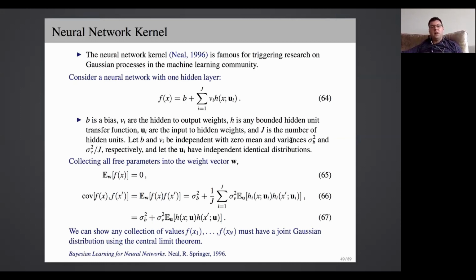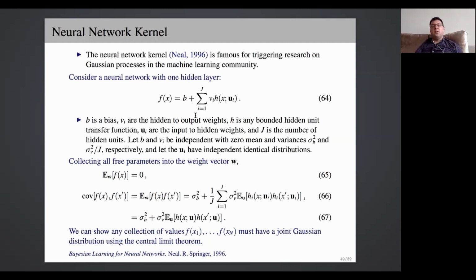And so we can see, just taking a simple neural net here, where we have our hidden units, H, hidden unit weights, U, hidden to output weights V, just a single output function f of x, a bias B, with fairly general assumptions.